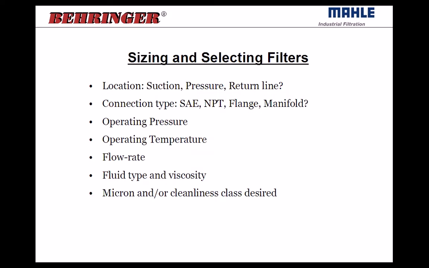Some of the things when we size and select the filters: hopefully you now have a little bit of an understanding of where they're used and why you want to use suction and why you want to use pressure. But some of the sizing and selection criteria is where you're going to put it: suction, pressure, return line. What type of connections do you need in the system? Is it a flange, manifold, NPT, stacking filter?